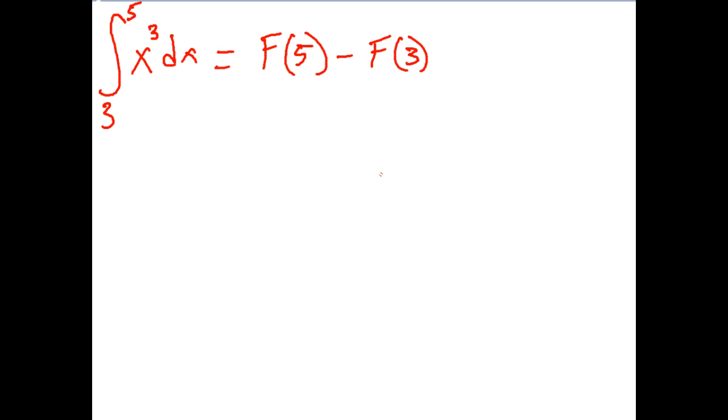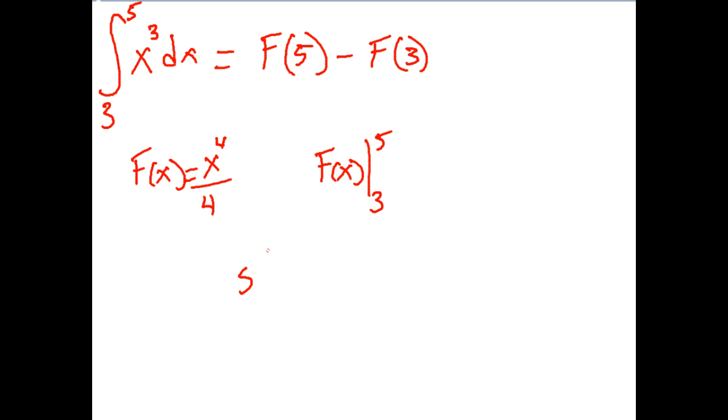Well, what is the antiderivative of x cubed? The antiderivative F of x is going to be x to the 4th over 4. So we want to evaluate F from 3 to 5, and so we plug that in and we get 5 to the 4th over 4 minus 3 to the 4th over 4, and that gives us 136.